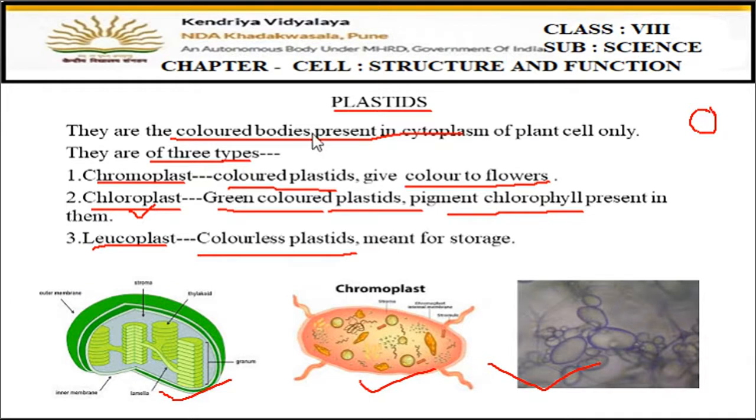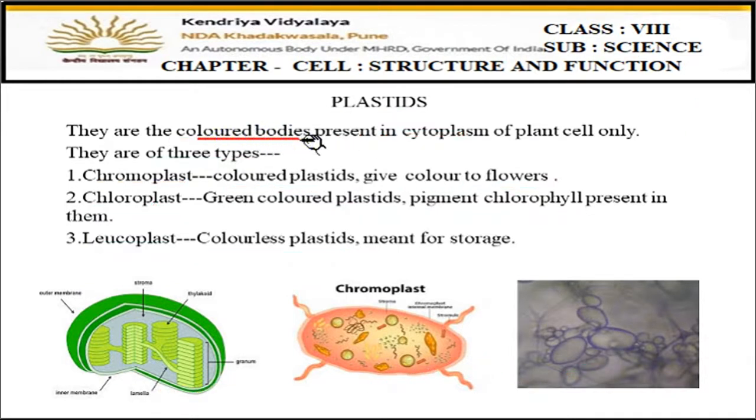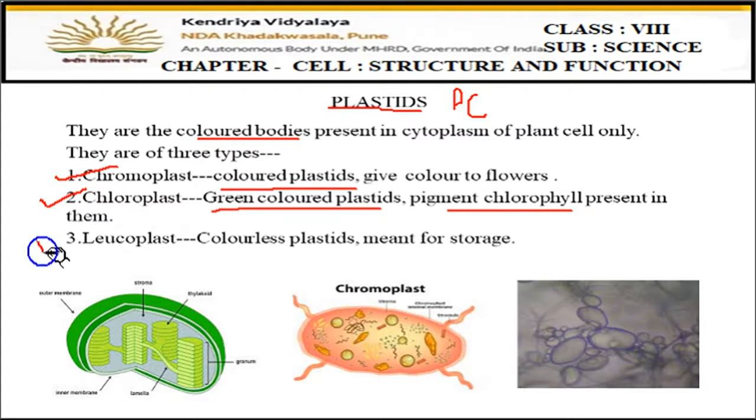So we have seen that plastids are the colored bodies. There are three types of plastids in the plant cell. Plastids are only present in plant cells. They are absent in animal cells, children. So there are three types. Chromoplast means colored plastids. They give color to the flowers. Chloroplast means green colored plastids and the pigment present in it is chlorophyll, which helps in photosynthesis and gives green color to the leaves and vegetables. Then third is leucoplast, which is a colorless plastid and this is only meant for storage.